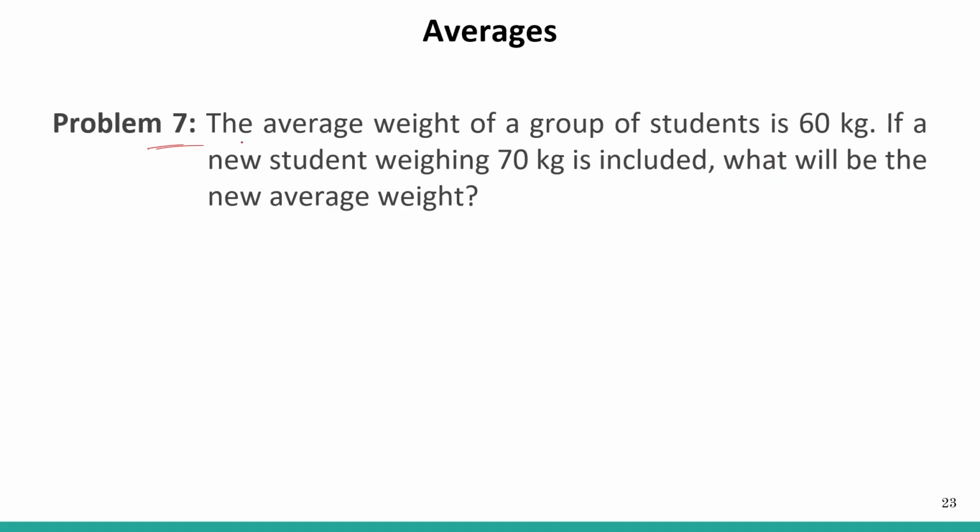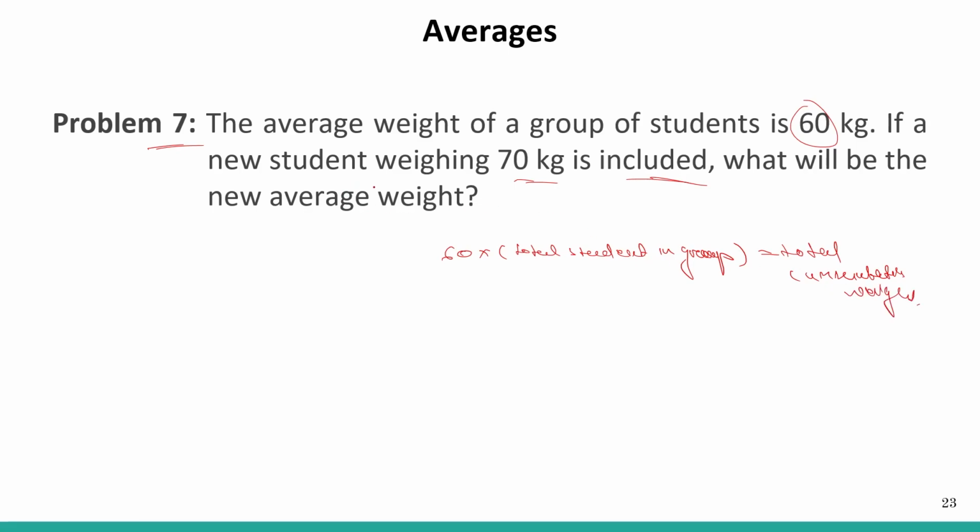Okay, what is problem number 7? The average weight of a group of students is 60 kg. If a new student weighing 70 kg is included here, what will be the new average weight? Okay, so the average weight of a group of students is 60 kg. So 60 into the total number of students in the group, this much will be the total cumulative weight.